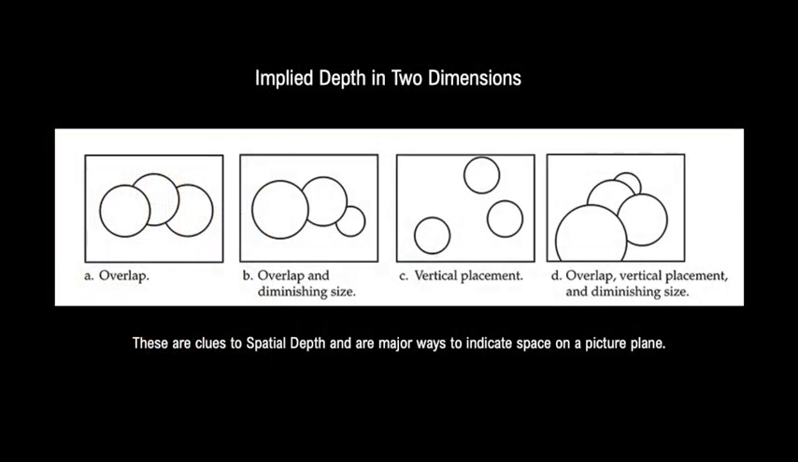Here we can see implied depth in two dimensions. Okay, so we can see overlap, diminishing size, and vertical placement, right? These are clues to spatial depth and are major ways to indicate space on a picture plane.